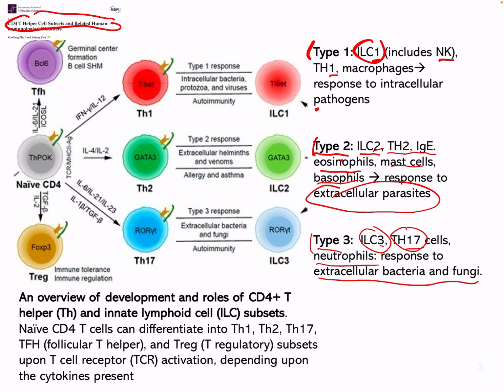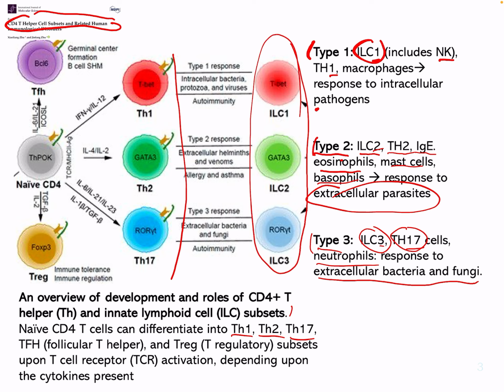So here's an overview of the development of the role of CD4 positive T helper cells and ILC subsets. Naive CD4 T cells can differentiate into Th1, Th2, Th17, and our TFH and our T regulatory subsets upon T cell receptor activation, depending upon the cytokines present. As I mentioned much earlier, we talked about these three different pathways, but they're actually initially stimulated through our ILCs. So we have our ILC acting first, then we have our type 1 response through certain cytokines from the ILC cells and the antigen itself and the APCs. We have our Th1 response and all the processes we talked about earlier.